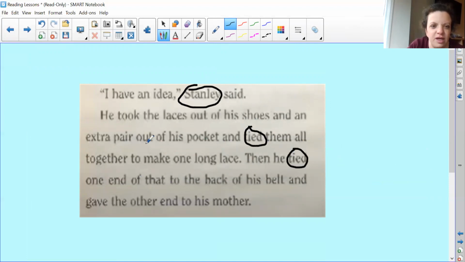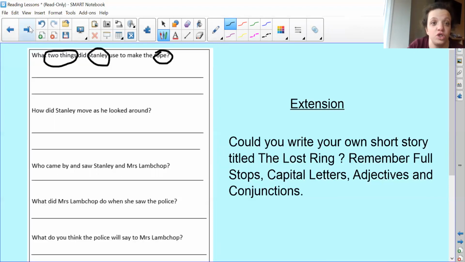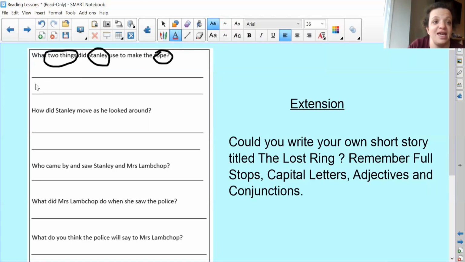Okay, so he took the laces out of his shoes and an extra pair out of his pocket and tied them all together to make one long lace. So what two things did he use to make the rope? He made the lace. Fantastic. If you got that right, give yourself a tick.